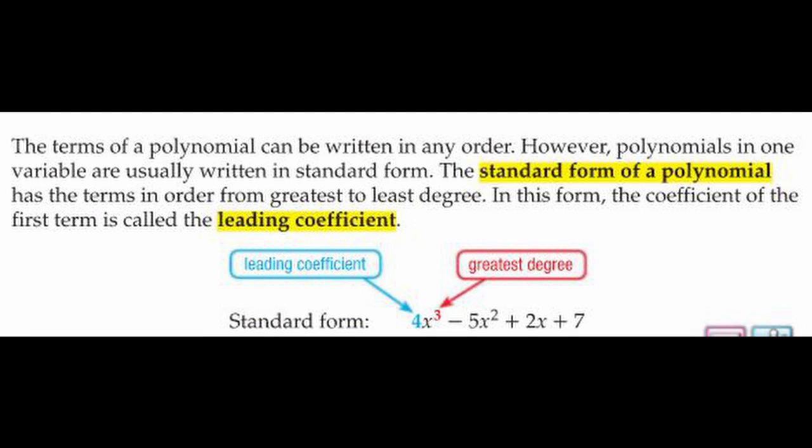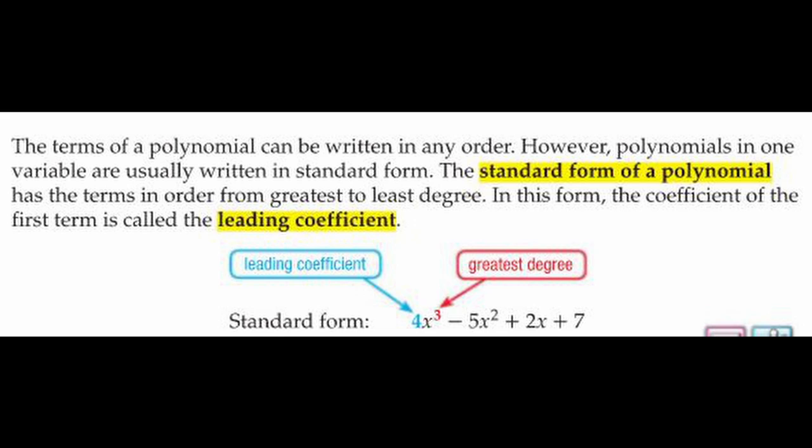Standard form of a polynomial is important to know. So it says the terms of a polynomial can be written in any order. However, polynomials in one variable are written in standard form, meaning if you just have x's and no other variables, you should be writing it in standard form. The standard form of polynomial has terms in order from greatest to least degree. In this form, the coefficient of the first term is the leading coefficient. So as you can see here where it says standard form, it's 4x cubed. The greatest degree is the third power, minus 5x squared. That's the second greatest power, plus 2x, which is first power, plus 7, which is no powers.